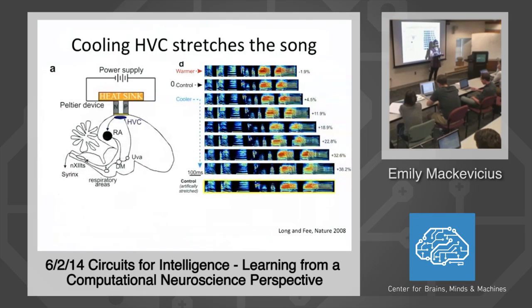So it's a cool causal test because obviously if you just lesion a region and the song goes away, the region could be doing anything. But with cooling, you can really test if it's controlling the dynamics of the behavior.